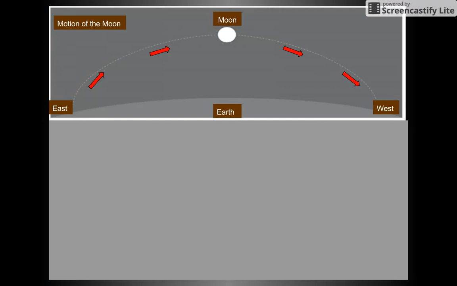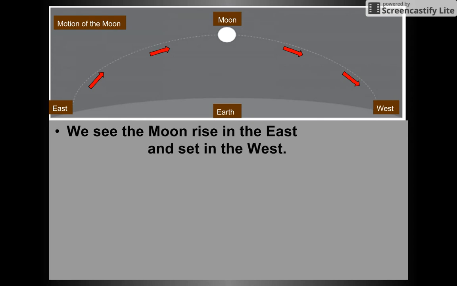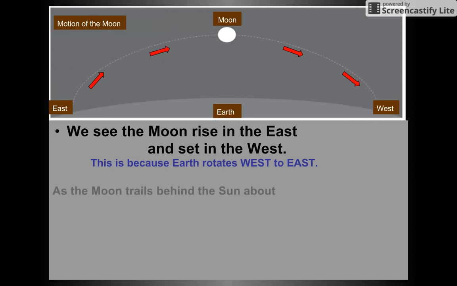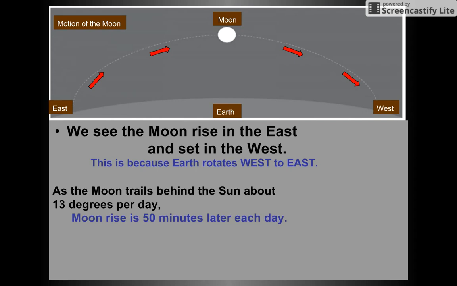As you see the moon going from east to west, that does not mean that the moon doesn't travel in a counterclockwise manner. It appears to go from east to west because of Earth's daily rotation. We see the moon rise in the east and set in the west. This is because Earth rotates west to east. It's very important that you understand this. As the moon trails behind the sun about 13 degrees per day, the moon rises 50 minutes later each day.